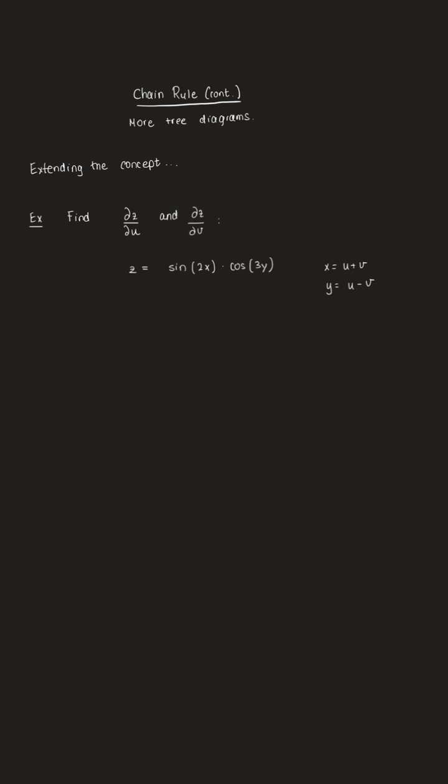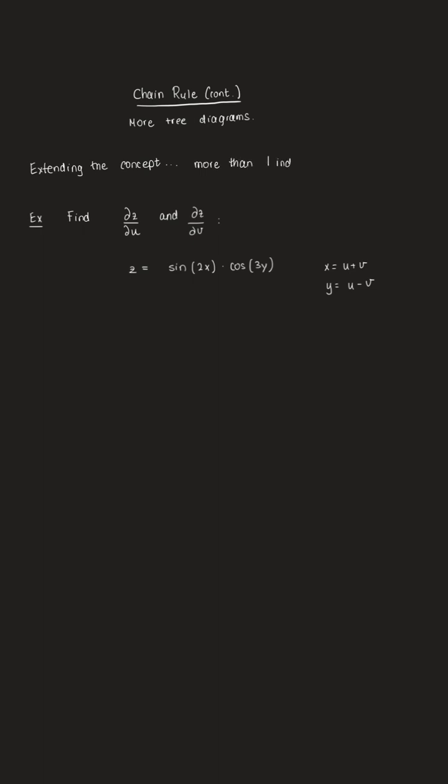So we can extend the concept of the chain rule for multivariable functions if we think about having more than one intermediary variable, or we can add in some more independent variables. So let's do that now. Let's suppose that we have more than one independent variable.